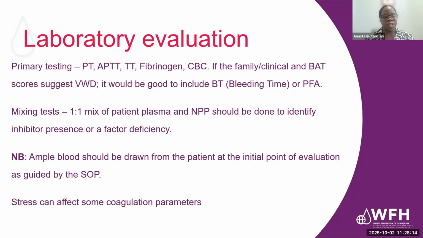So here, assuming that PT was abnormal and APTT and TT are okay, then you do a 1-to-1 mix. So you take equal portions of patient plasma and normal pool plasma, do the mix, and then repeat the APTT on that sample. This will help you to identify whether there is an inhibitor or an antibody or a factor deficiency in the plasma of the patient.